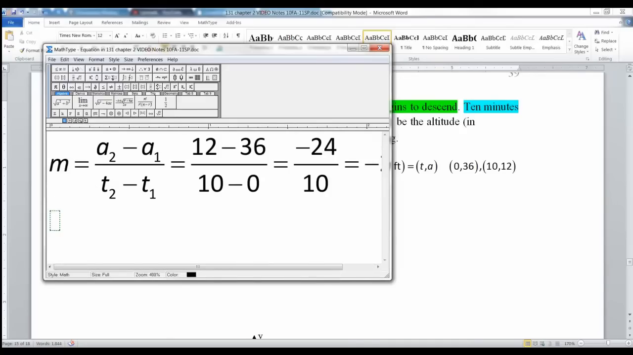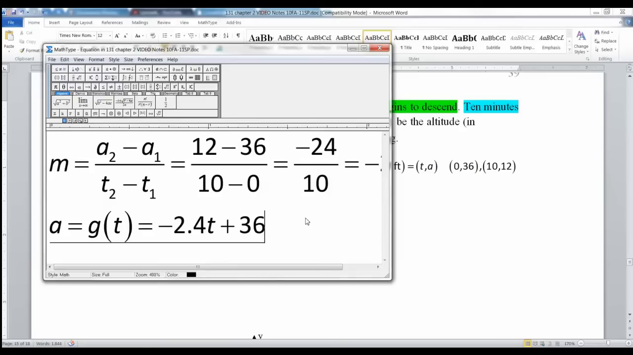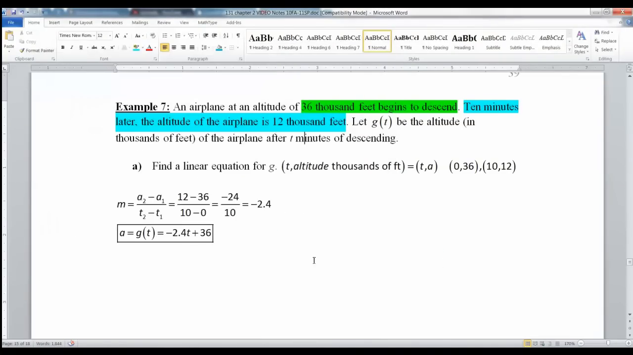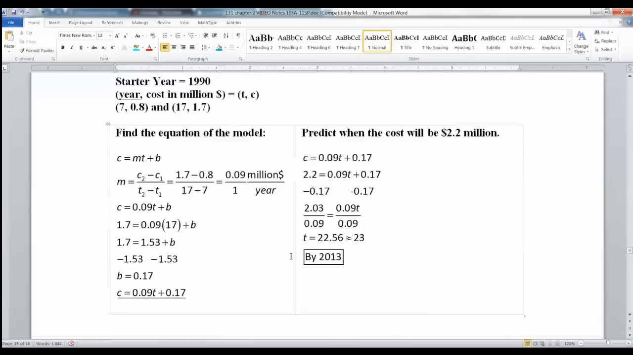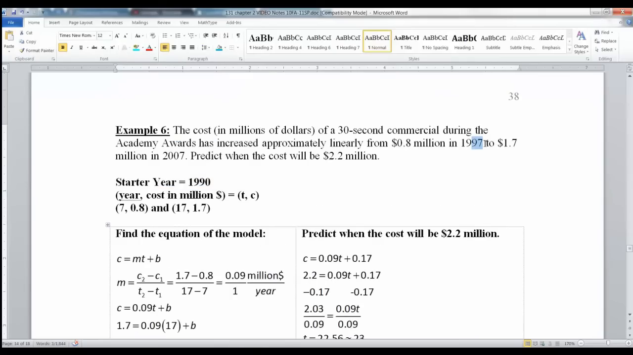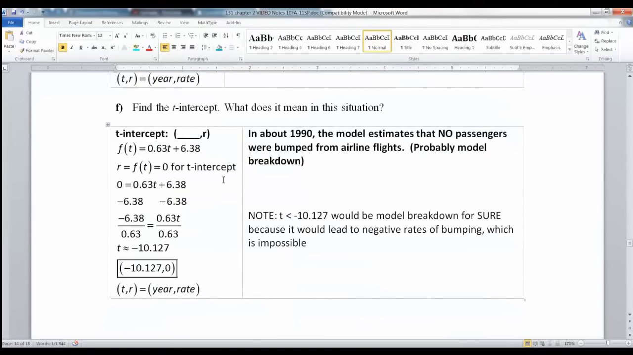Now that I know it's negative 2.4, I would go, okay, a is equal to g of t, which is equal to negative 2.4 t plus 36. Crafty. They told me the start was 36, right? Which means automatically, because it's the start, that's the y-intercept. That didn't happen with the problem back here because I didn't start my starter year at 97. My first year here is 97, but I made my starter year 1990, right? So that's why it made it trickier.